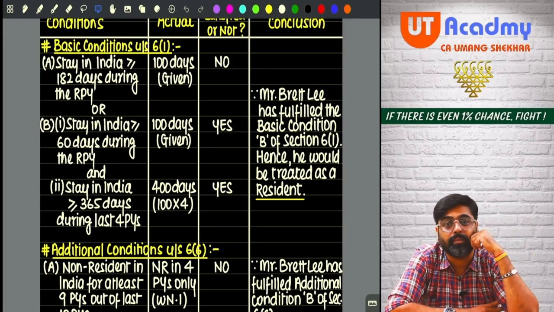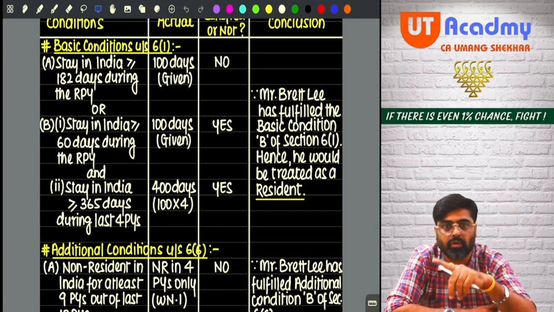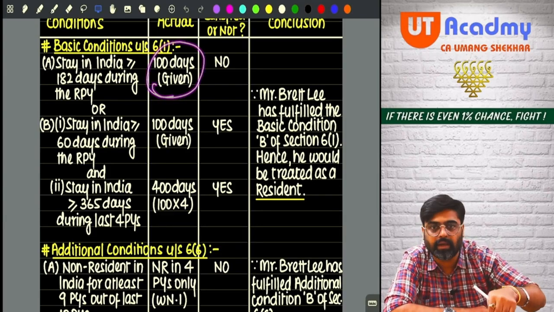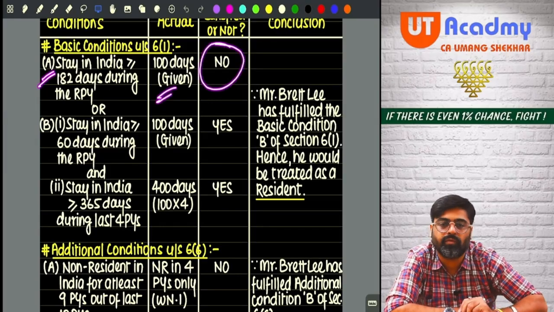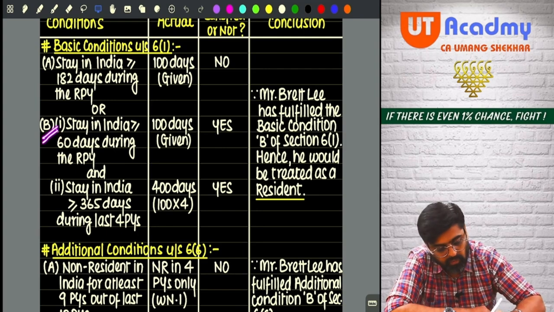Since last 10 years, he is coming to India 100 days every year. So, this year also, he has come for 100 days. So, what is the stay in India during the current year? 100 days. Basic condition A: fulfilled or not fulfilled? Not fulfilled, sir, because the stay is only 100 days. Sir, basic condition B, part 1 fulfilled, sir.